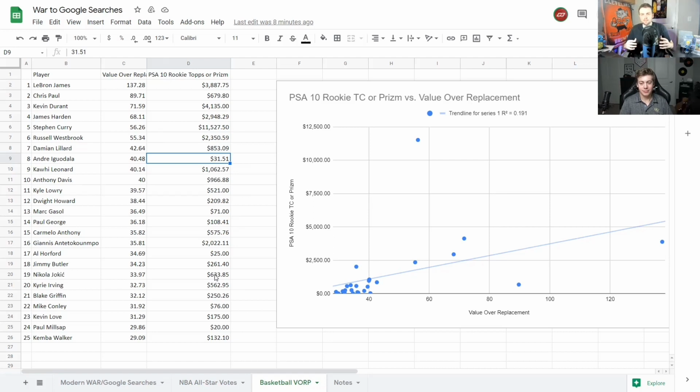So while he's very efficient, people just didn't really flock to his rookie cards. So it makes sense that Andre Iguodala is only $31. I can't see him doing much more in his career to really boost that value. But he's definitely an overlooked player.